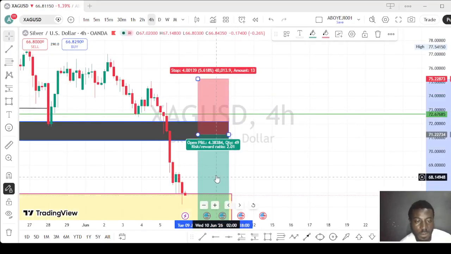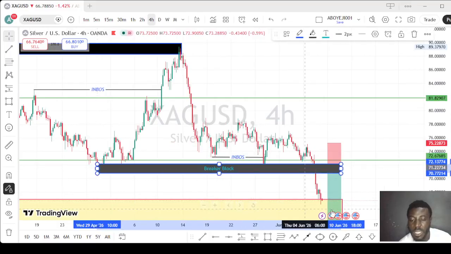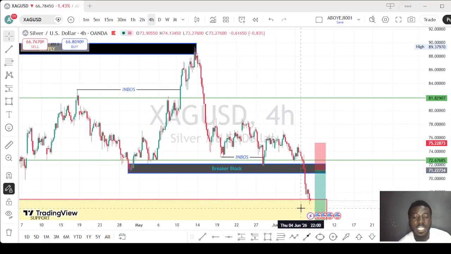Let's move to the 4 hour time frame. You can see this is what the 4 hour time frame is giving us. So let's be expecting another sell again. I'm expecting another sell again.